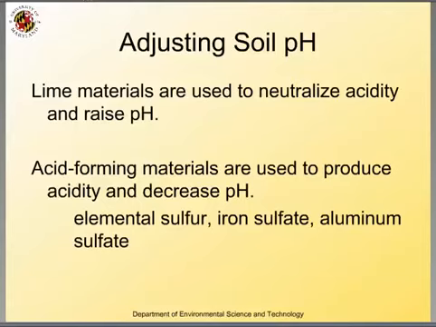Okay, adjusting soil pH. Again, in our climate, our pH tends to be too low. We have too much acidity, and we add lime materials to neutralize acidity and to raise the pH. There are acid-forming materials that you can use to decrease your pH. You can use elemental sulfur. You could use iron sulfate or aluminum sulfate. Iron and aluminum both undergo hydrolysis and produce acidity.